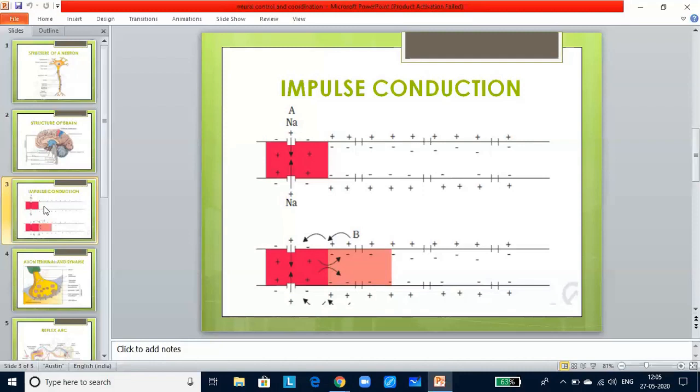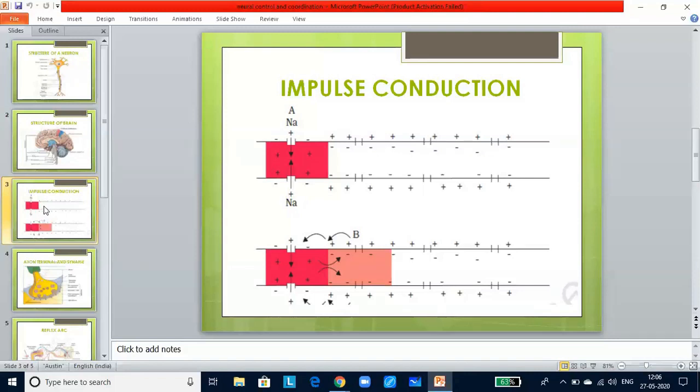At sites immediately ahead, the axon membrane has a positive charge on the outer surface and a negative charge on its inner surface. That is site B. On the outer surface, current flows from site B to site A to complete the circuit of the current flow. Hence, the polarity at the site is reversed and an action potential is generated at site B. Thus, the impulse generated at site A arrives at site B. This sequence is repeated along the length of the axon and consequently the impulse is conducted.